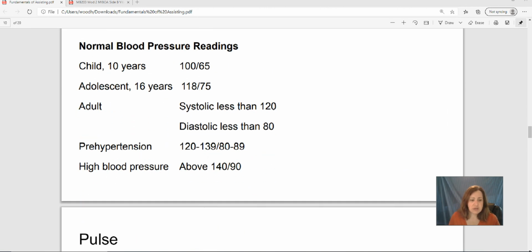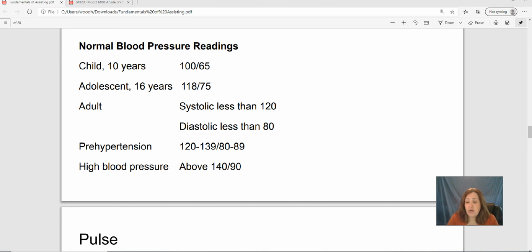Here are your normals. You do need to know the adult normal. 120/80 is textbook normal. Pre-hypertension is when they're in that 120 to 139 range over 80 to 89 range, and high blood pressure is when it's above 140. We could also call that hypertension.